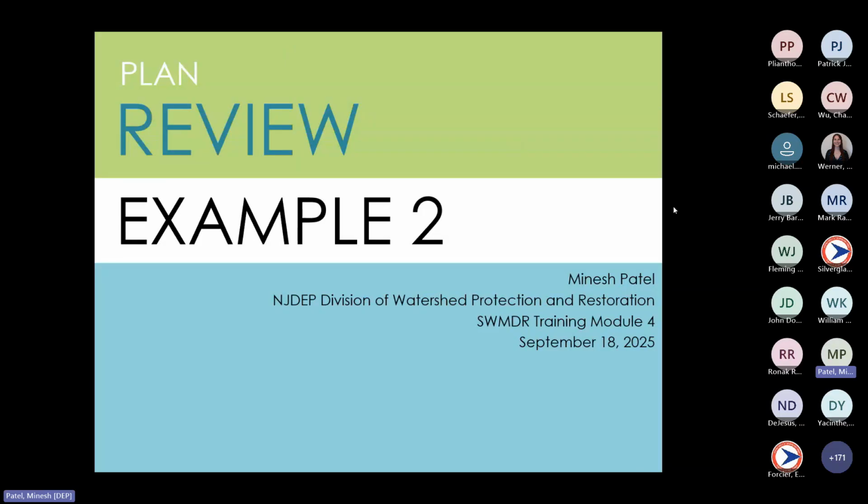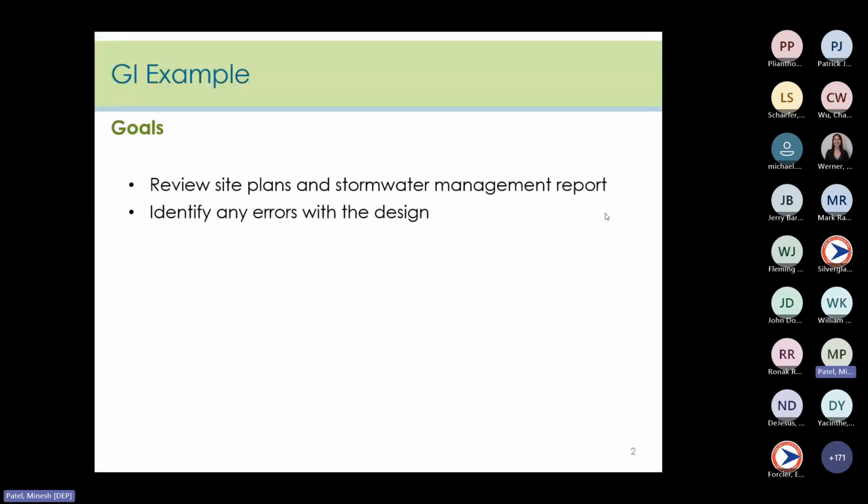Now it is time for our plan review example number 2. The goals of this presentation are the same as those for the prior example. We will focus on whether the project meets the requirements for green infrastructure. So we'll look at what was proposed and then identify where the design actually does fall short.